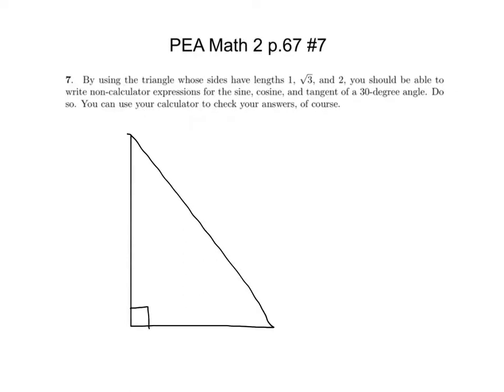Where the short side is 1. Root 3 is between 1 and 2. So the medium side is root 3. And the hypotenuse is 2. And you could check that it's a right triangle because 1 squared is 1, root 3 squared is 3, 2 squared is 4. And that adds up by the Pythagorean theorem.